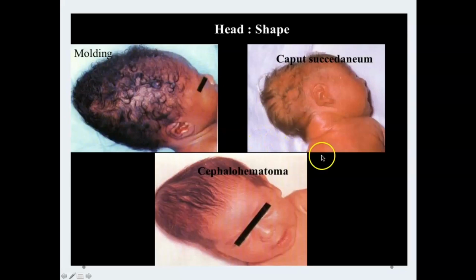Caput typically resolves, molding and caput both typically resolve within 24 hours. Caput sometimes can last a little bit longer, a day or two, but cephalhematoma will last a little bit longer, take more time for the blood collection to dissolve.